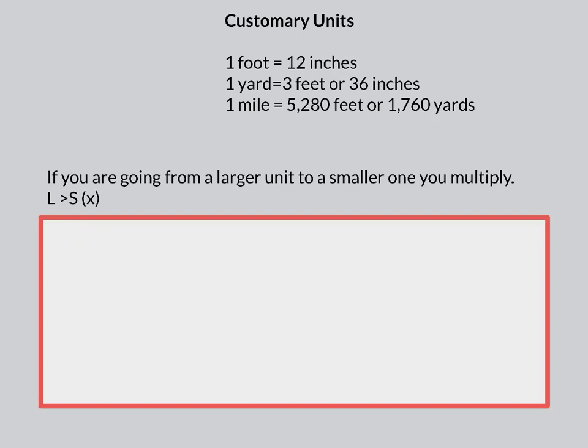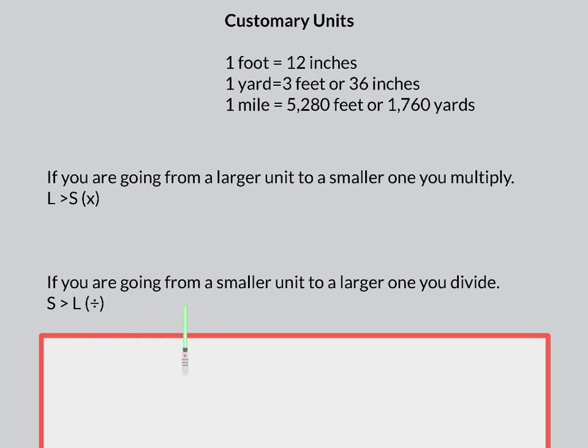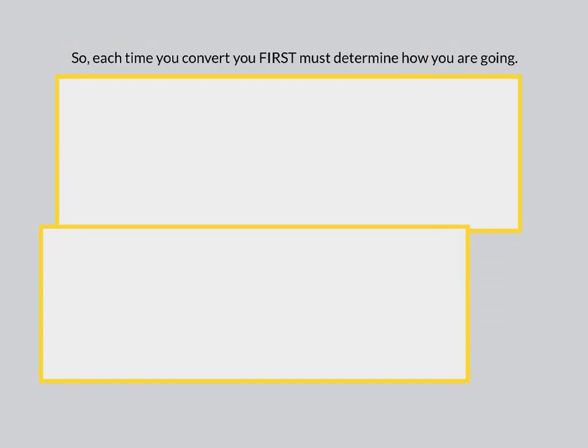All right, so the next thing, if you're going from a smaller unit to a larger one, you divide. So, and then you're going to write S to L, divide. Okay, so the next, I'm going to require you to write S to L or L to S on each problem. I'm going to go to the next slide. So, each time you convert, you first must determine which way you are going. Okay, that's the first step.